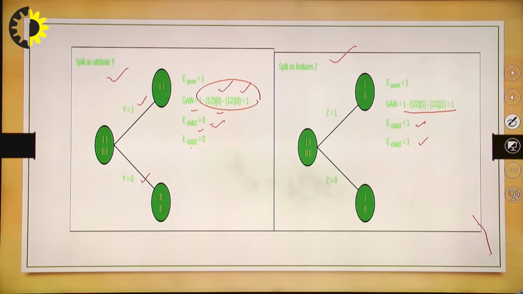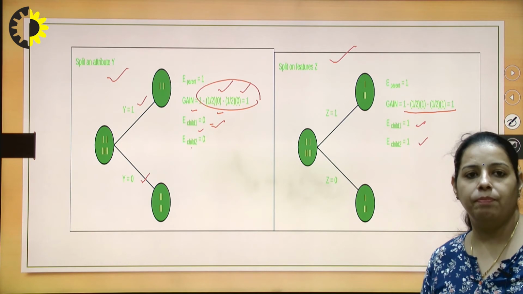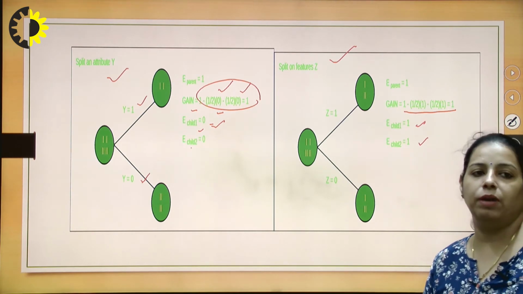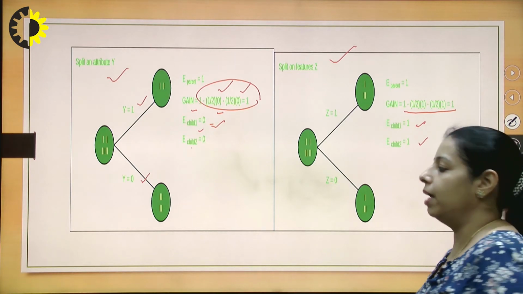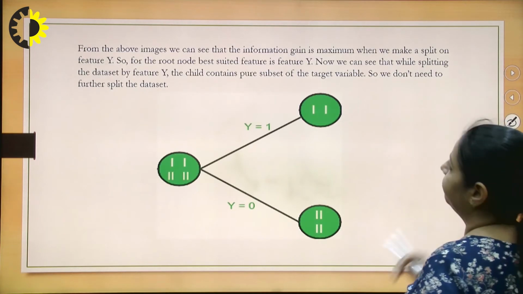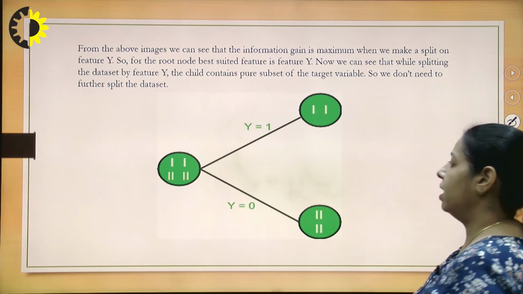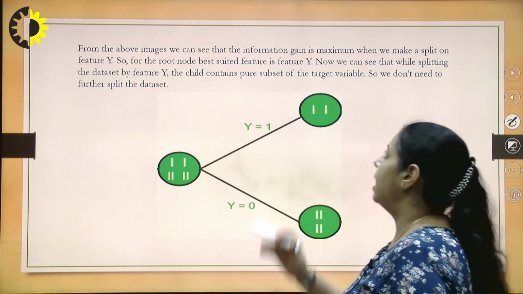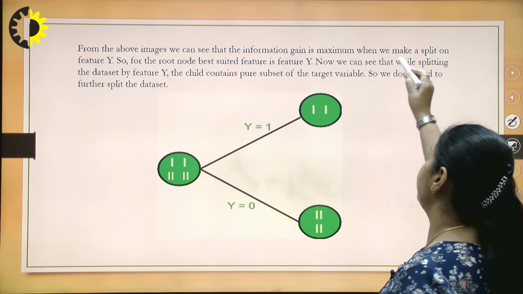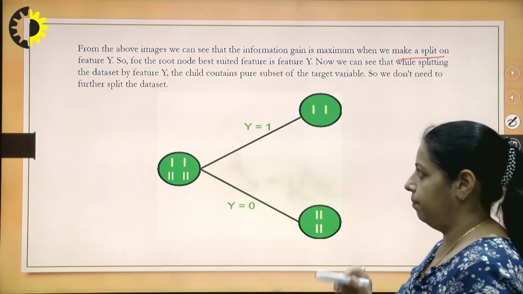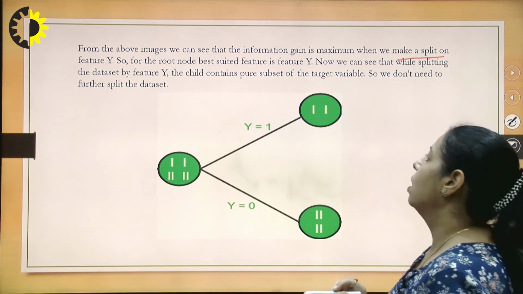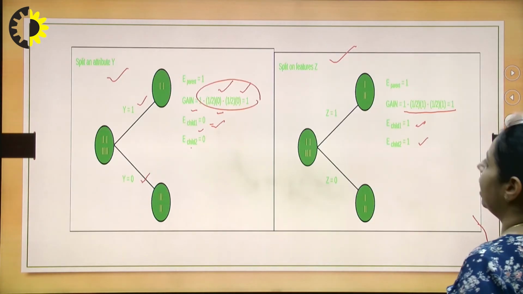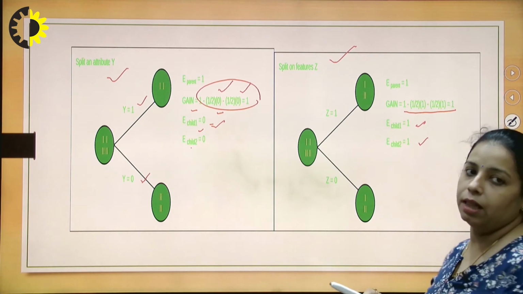In the case of the y and z attributes also, the information gain is calculated in this manner. First of all, we have to calculate the entropy and then we calculate the gain. From the above images, we can see that the information gain is maximum when we make a split on feature y. So for the root node, the best suited feature is y. In this manner, we can calculate which value we are going to take in the root node.